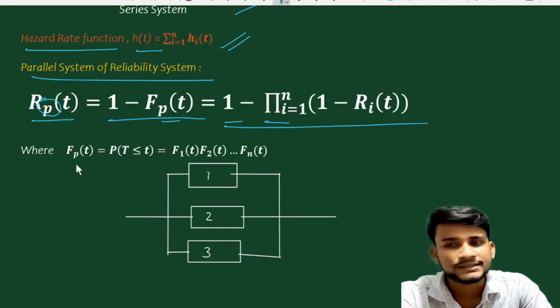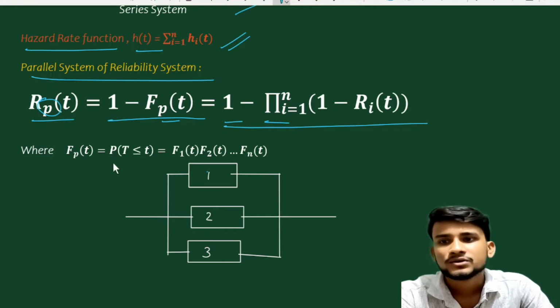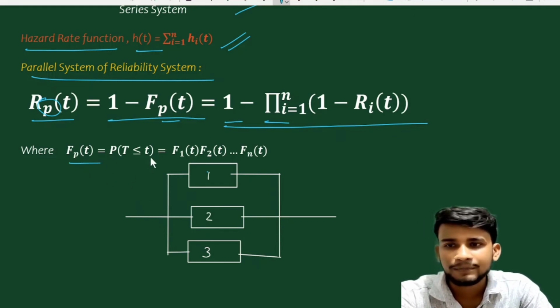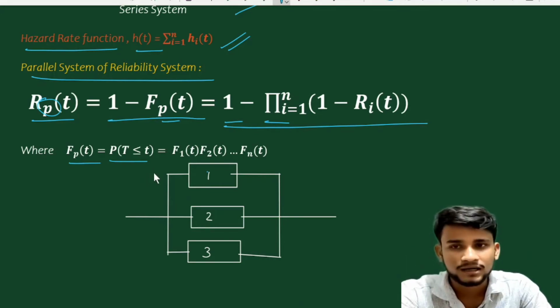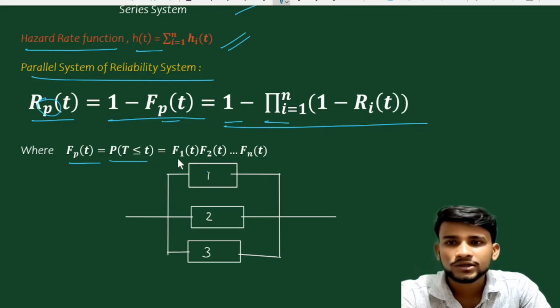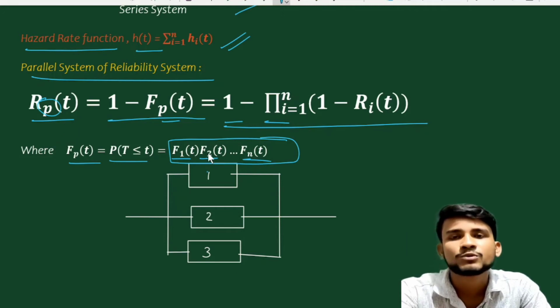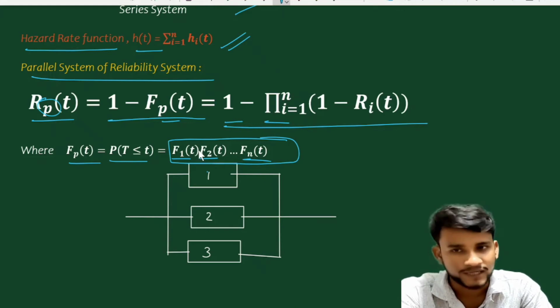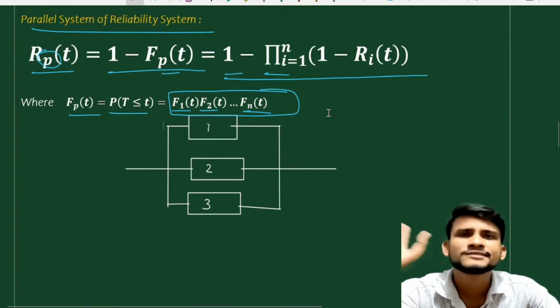And if we take this example, there are 3 components connected in a parallel system. Here F_P(t), the probability that the system fails, is the formula we read in the first part of this class: F_1(t) times F_2(t) up to F_n(t), this is the product. So in case of parallel, it is the product of the failure of each component, and in case of series, it is the product of the reliability, that is the success probability, of each component. This is the thing you have to remember.